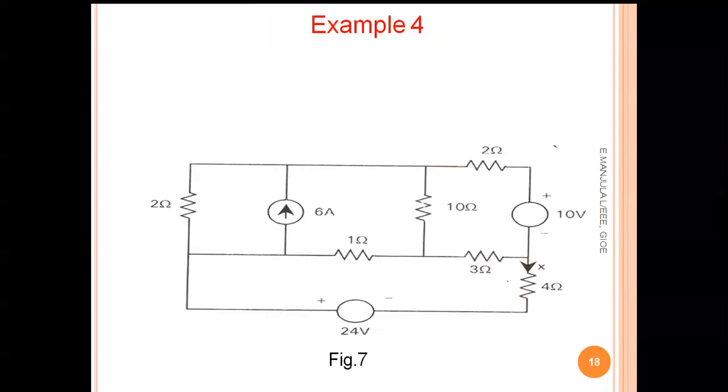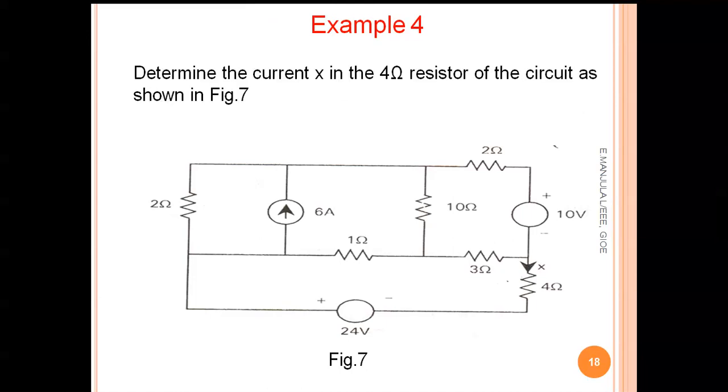Now next we will go to another problem. Okay. So here this is the problem figure. Now determine the current X in the 4x resistor here. Okay, the 4x resistor of the circuit as shown in the figure. So this is the figure. So this is the current X. We have to find out what current is flowing in this. Okay. So you will get one current direction like this, another current direction like this, another current direction like this.